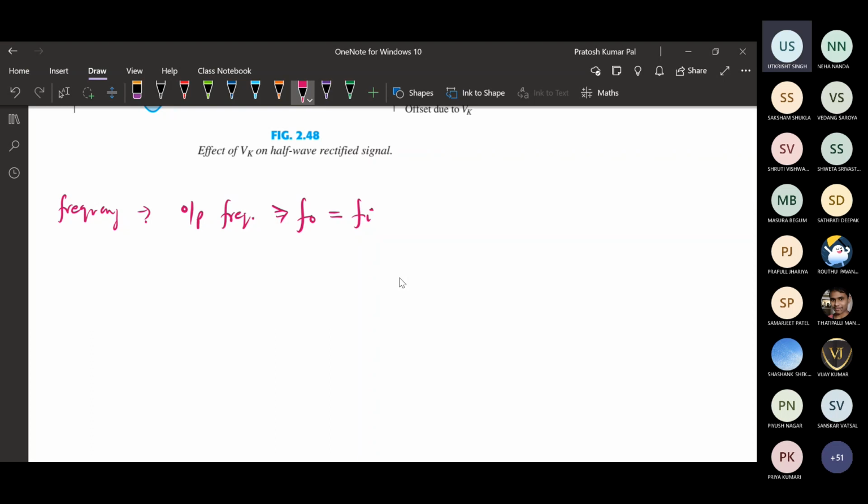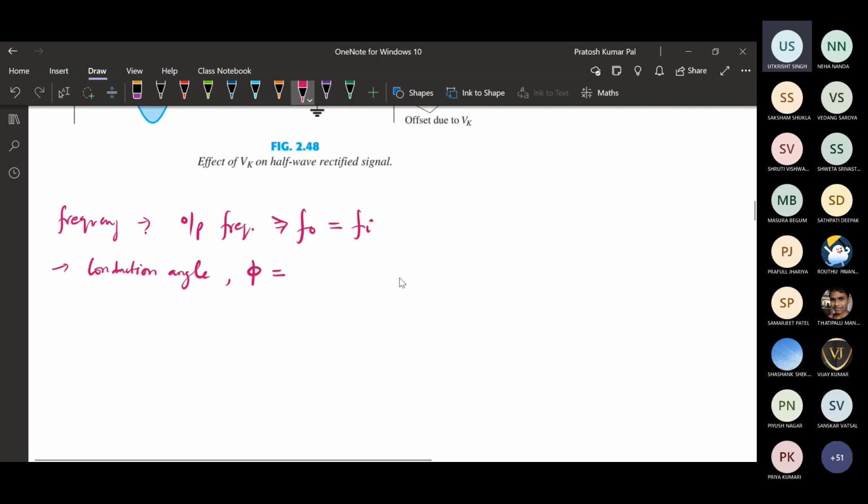Also, one term is defined called the conduction angle. We can represent it by phi. Phi is the time for which the current flows through the diode. That means the time for which the diode is turned on is considered the conduction angle.